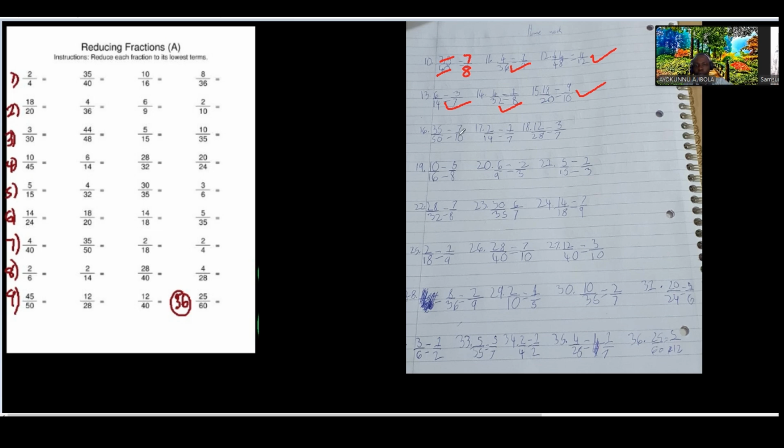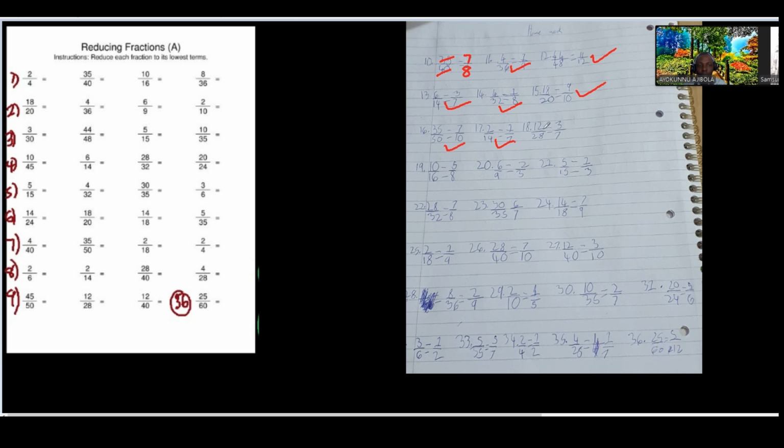Then we have 35 over 50. Yeah, 35 over 50. That's 5 in 35, that's 7, and 5 in 50, that's 10. That's also correct. Then we have 2 over 14. So 2 in 2 gives us 1, 2 in 14 gives us 7. Good.